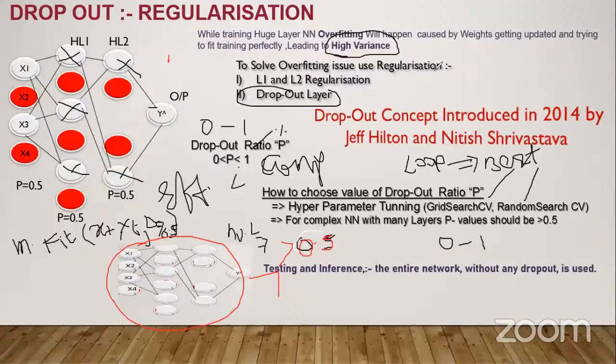I know somewhat heavy topics were there. That's why I kept them in the later part. But dropout is very easy, right? Instead of taking the entire neural network, we are taking the permutation combination of the neurons, and then we are trying to perform the training, and then we are getting the results.